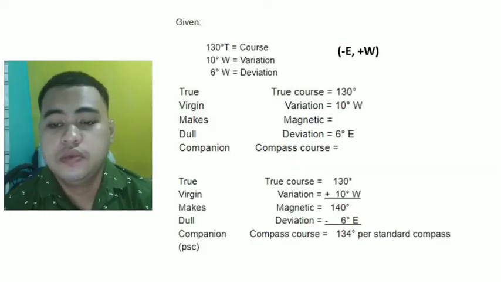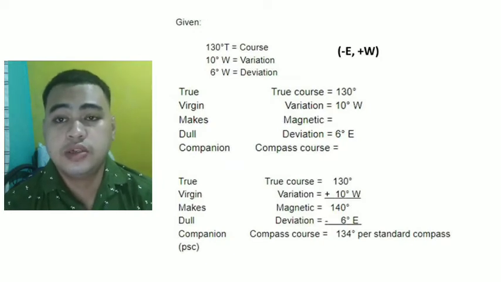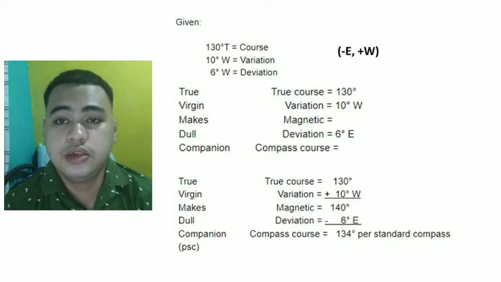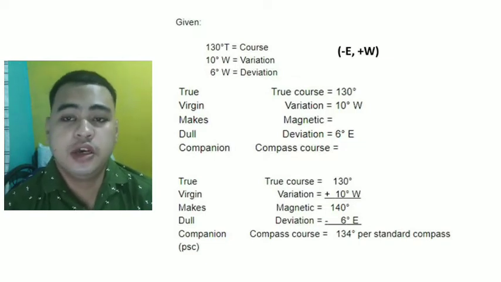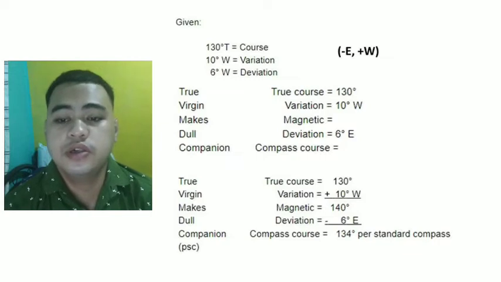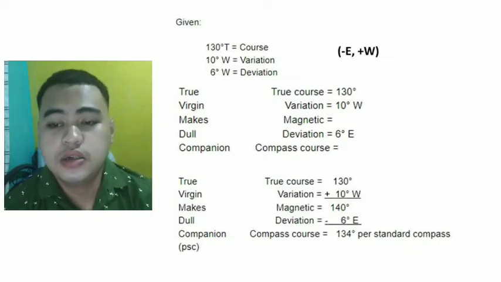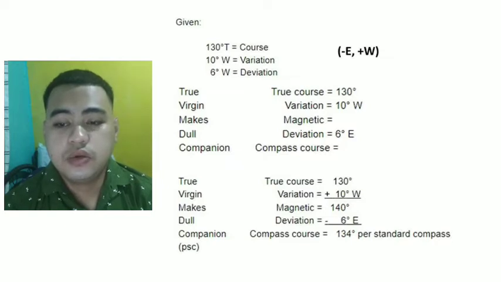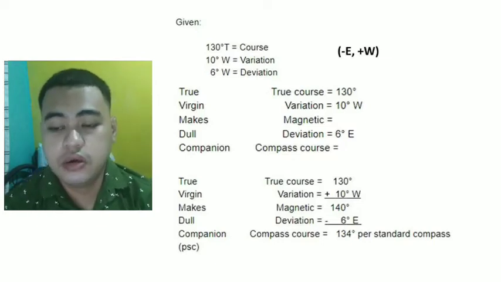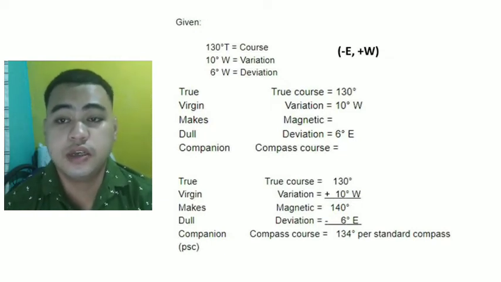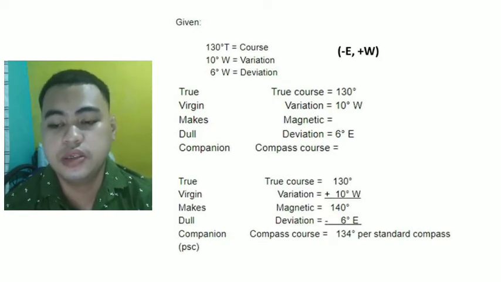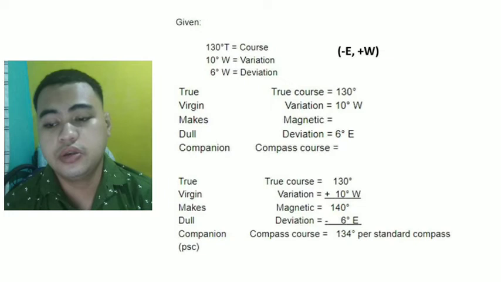The next is finding compass course while using true course, variation, and deviation. Always remember that in this format, we should subtract east and add west. The format we will use is "True Virgins Make Dull Companions," which is TVMDC. So we have the true course, the variation, and deviation, and we should put them in the correct format. True course 130 degrees, plus variation of 10 degrees west, so the magnetic course will be 140 degrees, then subtract 6 degrees east of deviation. So the compass course will be 134 degrees.